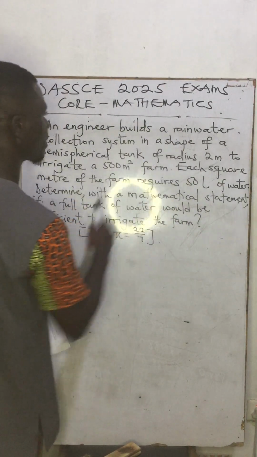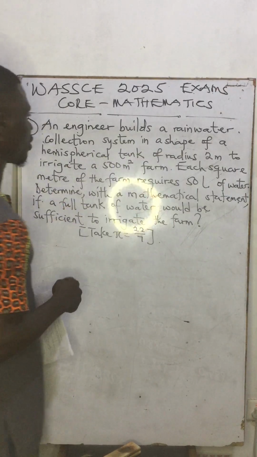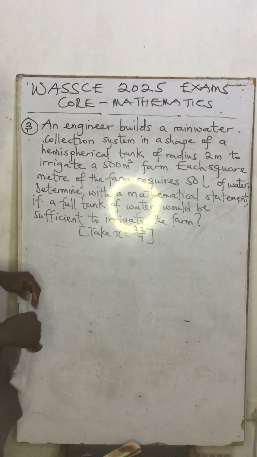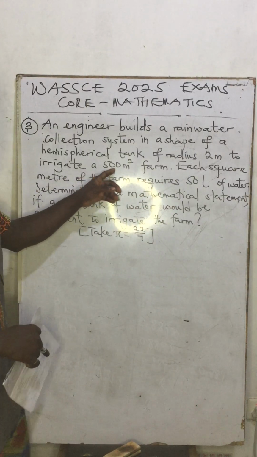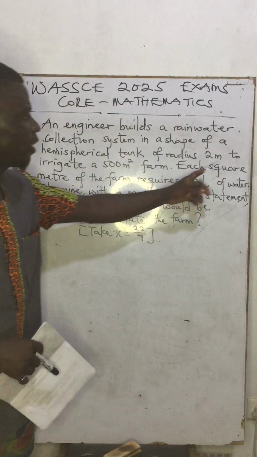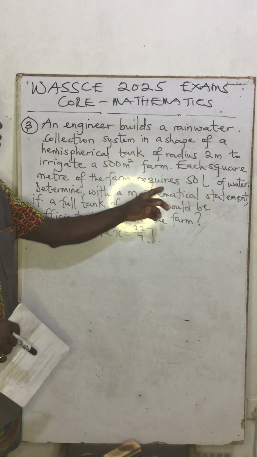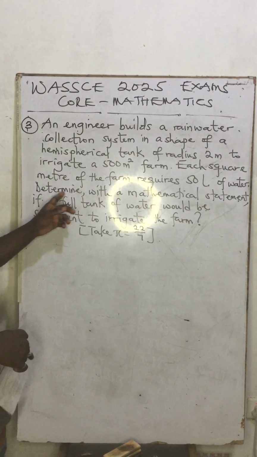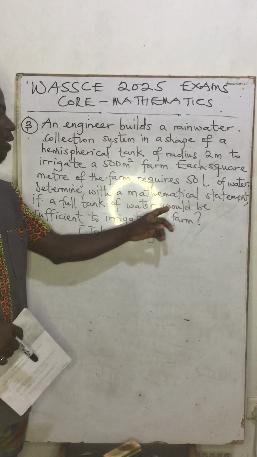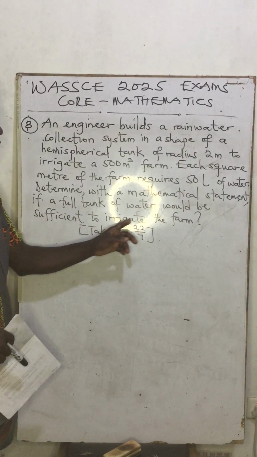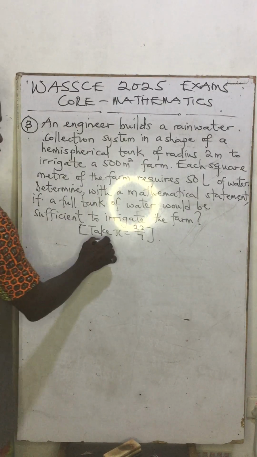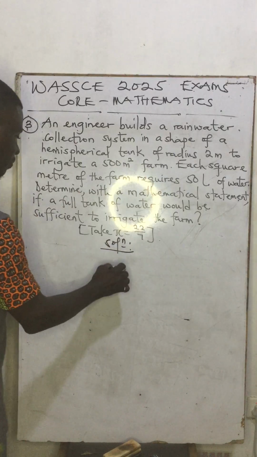An engineer builds a rainwater collection system in the shape of a hemispherical tank of radius 2 meters to irrigate a 500 meter square farm. Each square meter of the farm requires 50 liters of water. Determine with a mathematical statement if a full tank of water would be sufficient to irrigate the farm. Take pi equals 22 over 7.